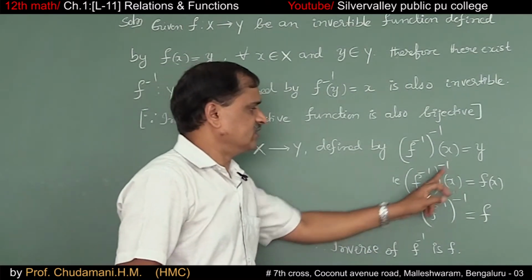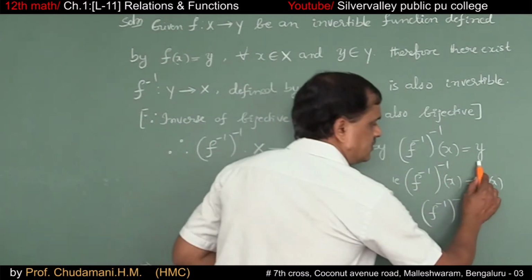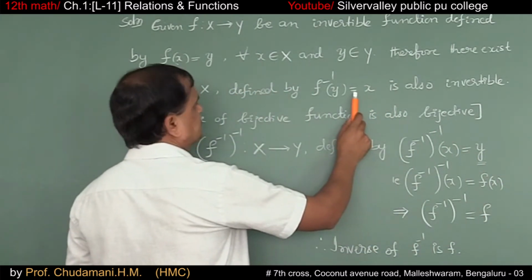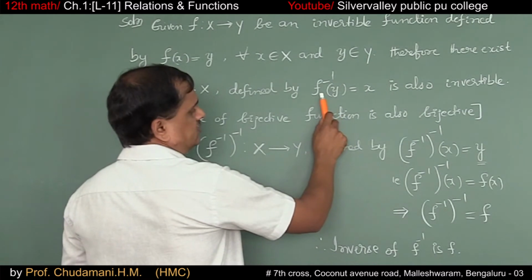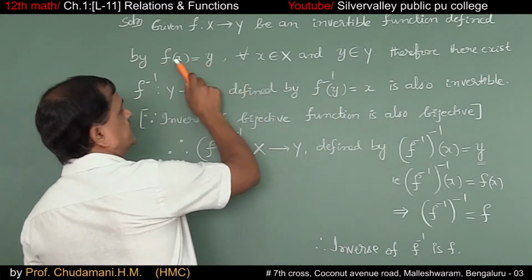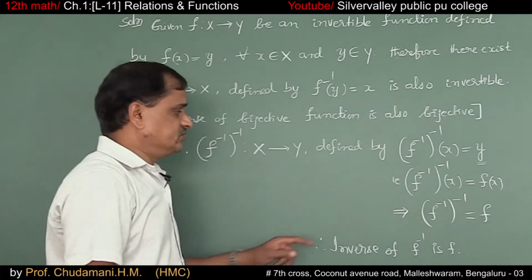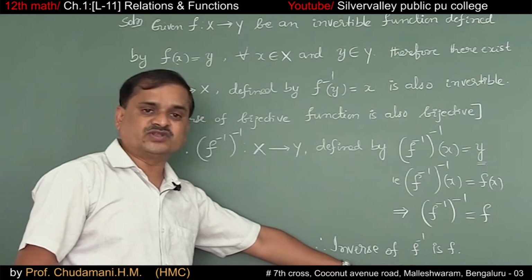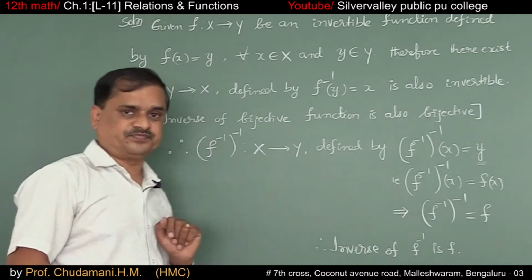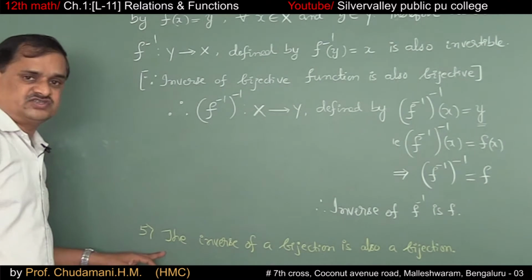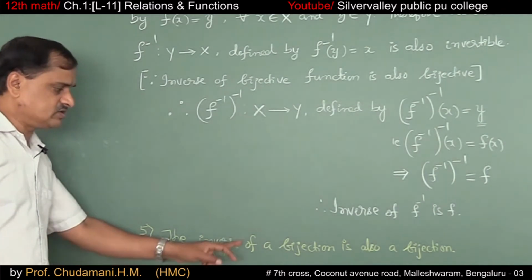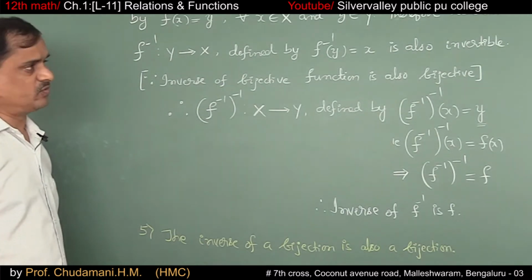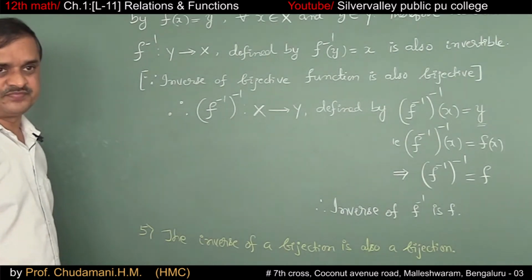So that is nothing but, what is f of x actually? F of x is nothing but y. So therefore, (f inverse) whole inverse is equal to f. That means inverse of f inverse is f. And the fifth result, only statement: the inverse of a bijective function is also bijective. No proof, you just remember the result.